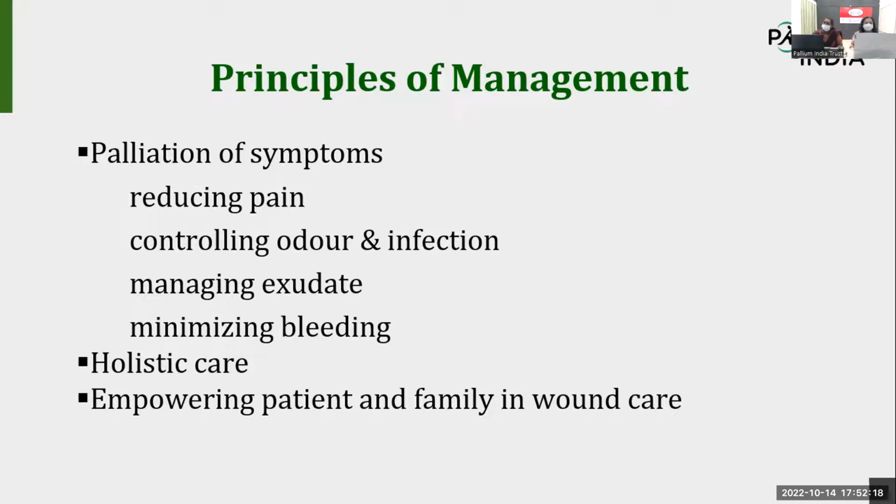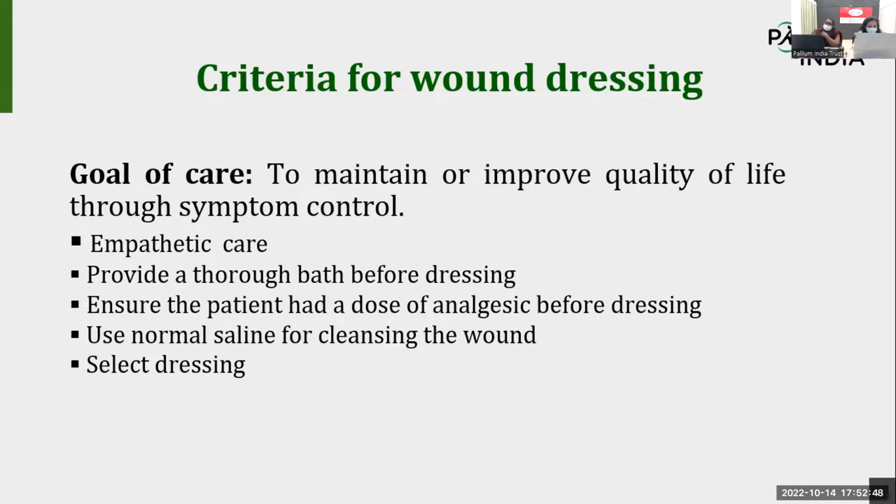If they have pain, you can try to reduce the pain. If they have odor or infection, you can try to control the infection. If they have exudate, like oozing or purulent discharge, you can try to reduce the exudate, and minimize bleeding, and holistic care. Holistic care is total care, and this total care is needed for this patient. Always try to empower the patient and family for wound care. The goal of wound care is to improve the quality of life.